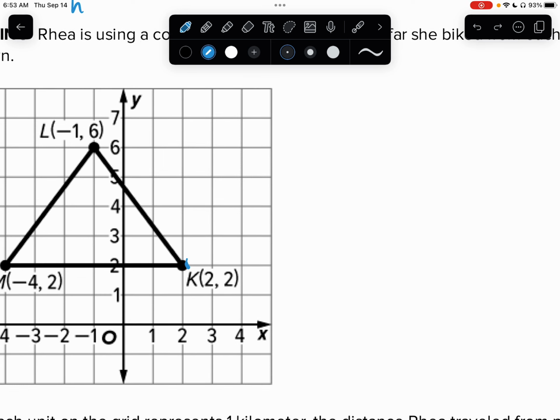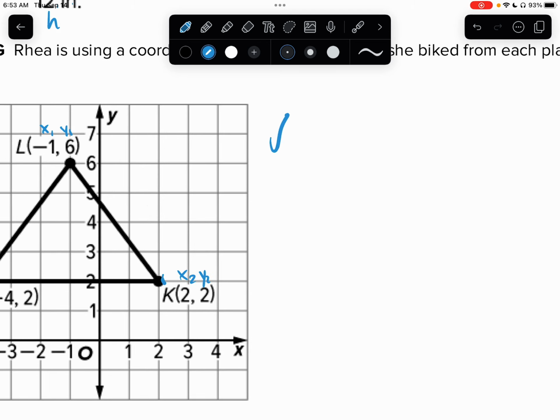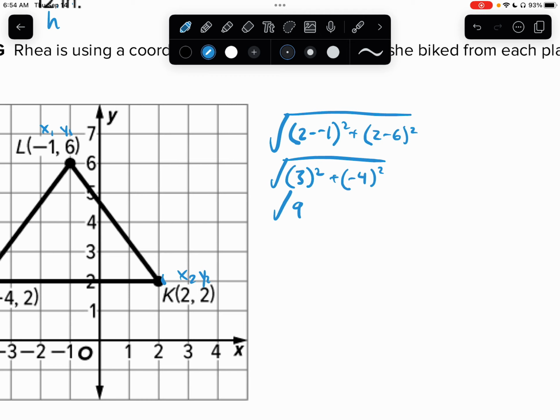So let's see, distance. We'll say that's x1, y1, that's x2, y2. So it is going to be x2 minus x1, so 2 minus negative 1, squared, plus y2 minus y1, so 2 minus 6, squared. All right, so 2 minus negative 1 is positive 3, 2 minus 6 is negative 4. 3 squared is 9, 4 squared is 16, 9 plus 16 is 25, and the square root of 25 is just 5. So that length there is 5.